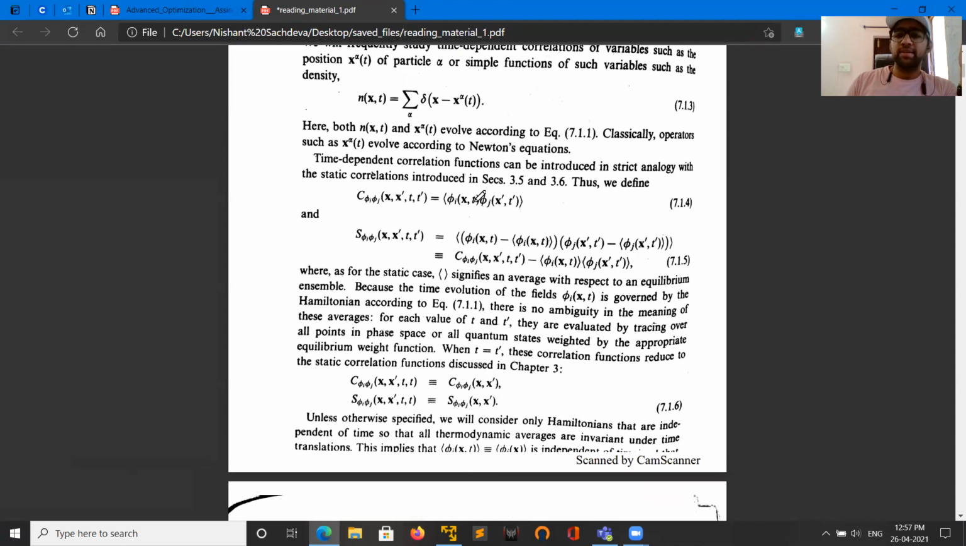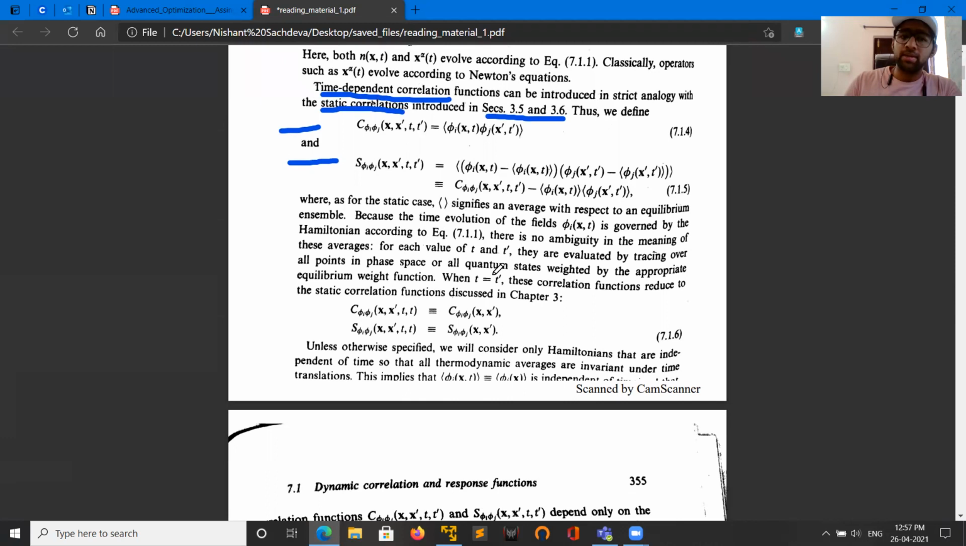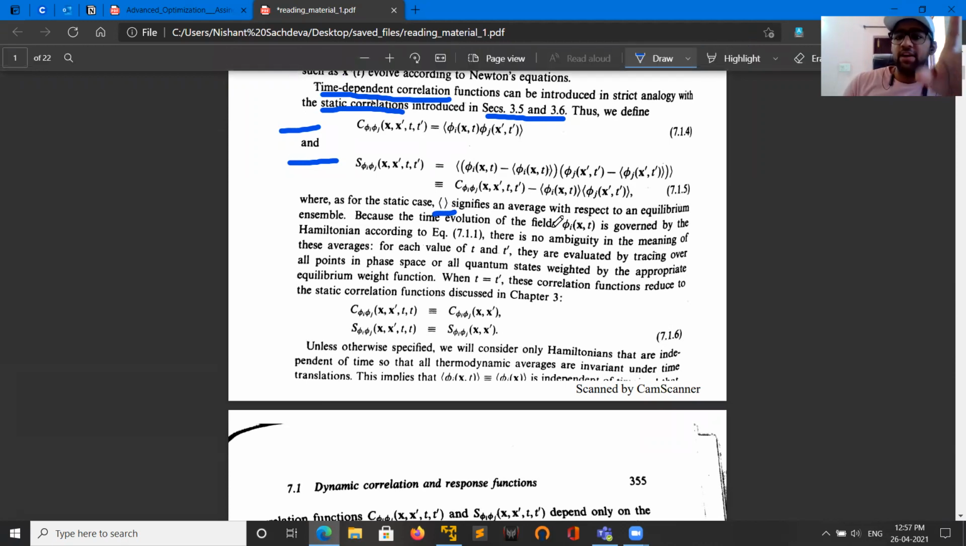Now, we studied static correlations in the sections before this paper started. So now we will take a look at these time dependent correlation functions, and we can see that they can be made with the same analogy as the static correlations. So these two are what we end up with. What it mentions here is that in the static case, this particular operator signified the average with respect to an equilibrium ensemble.